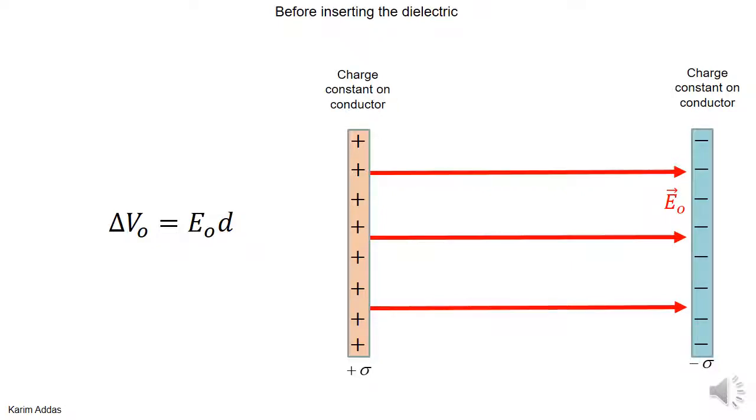In these slides, we want to understand what happens to the potential difference between the conducting plates before and after you insert the dielectric material. So this is the situation before you insert the dielectric material. You have electric field E node, and we know that when you have a uniform electric field, the potential difference between the two plates is simply the electric field times the distance.